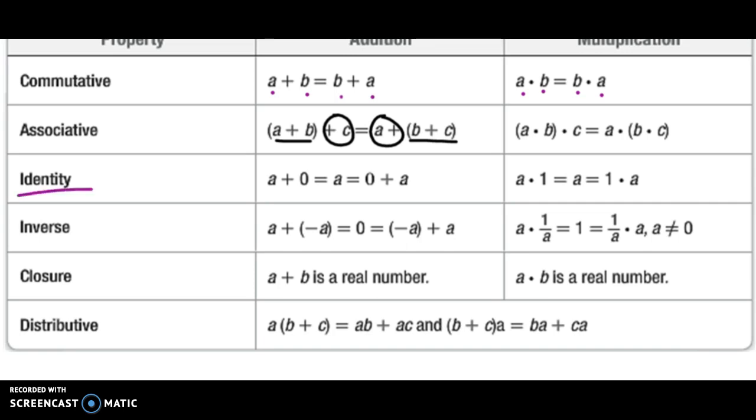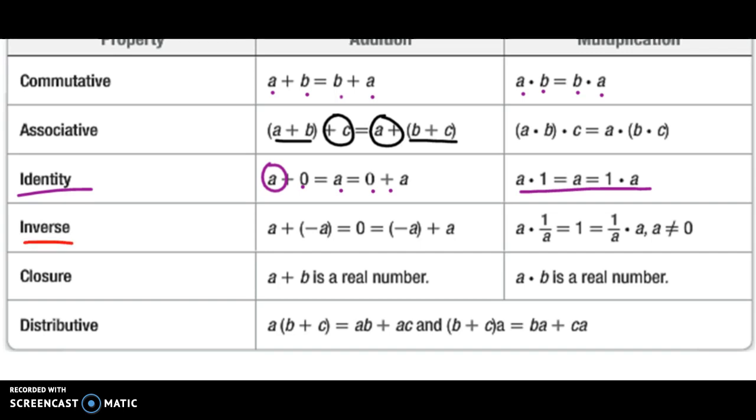Now the identity property is interesting. Okay? What it says is that for any number A, if I add 0 to it, I get the same thing. It's also true if I take 0 plus any number because commutative property says it's the same. But identity is 0. Anything I add 0 to is still going to be the same thing. Now, for multiplication, it's going to be 1. So if I multiply any number by 1, it's still that same number. It does not change.